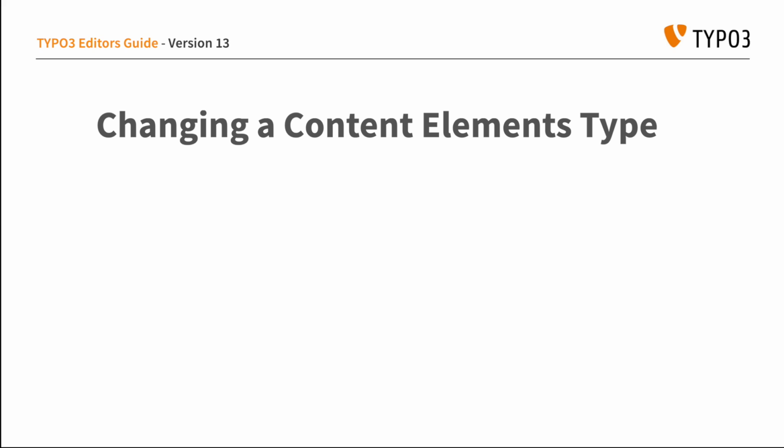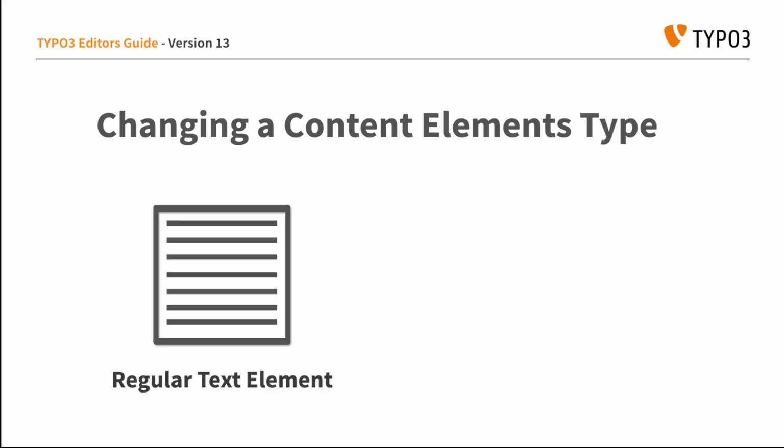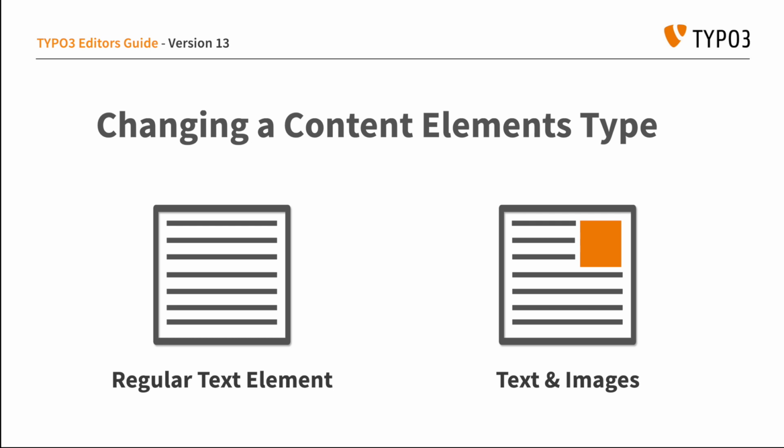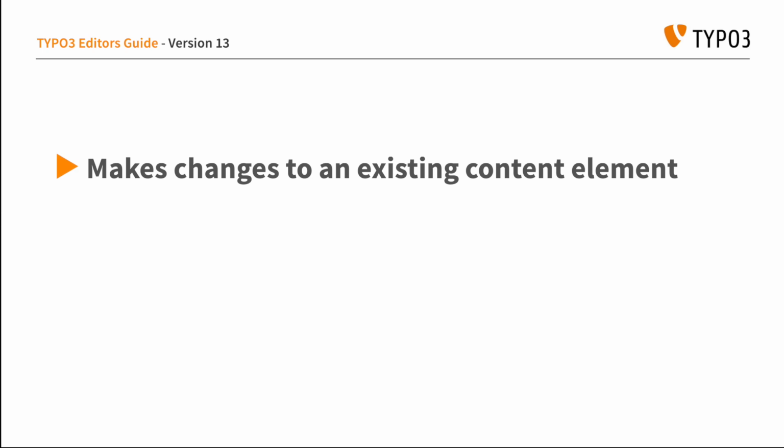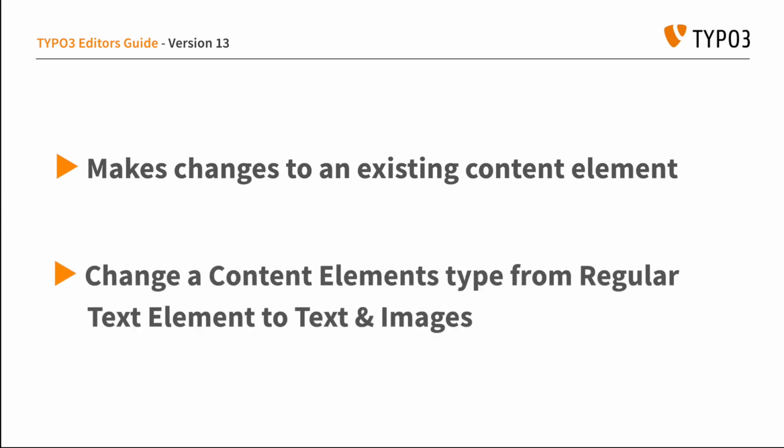You could have a regular text content element and want to add an image that sits next to it. To do this, we need to change the content element's type from regular text element to text and images. In this short video, we're going to do two things. First, we'll look at how to edit existing content elements, and then we'll look at how to change a content element to a different type.